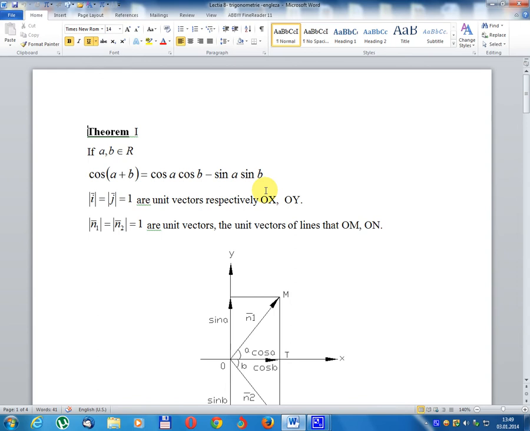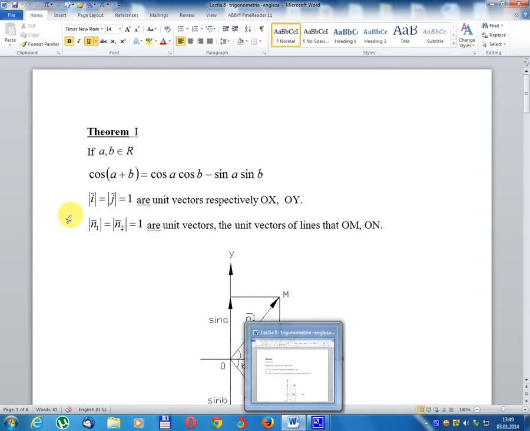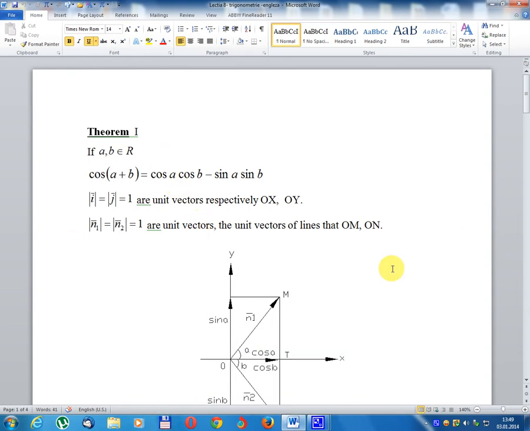Theorem 1. If A, B belong to the real numbers, then cos(A + B) equals cos A multiply cos B minus sin A multiply sin B.